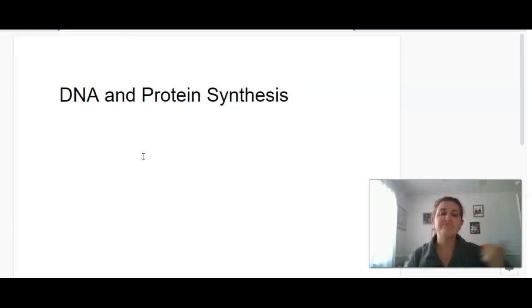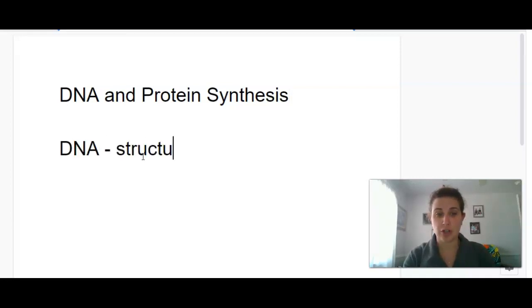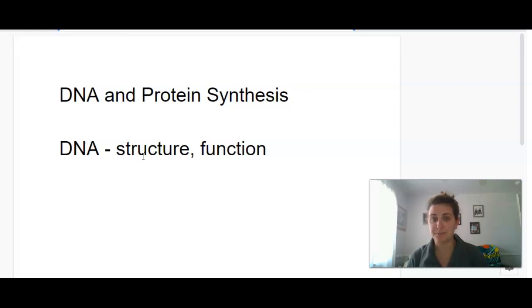What is DNA? We talked about that before a little bit. What does protein synthesis mean? It means to make proteins. So in order to talk about DNA, we need to do the structure of DNA and the function of DNA, right? DNA has a shape. DNA has a job. That's going to be one big idea.